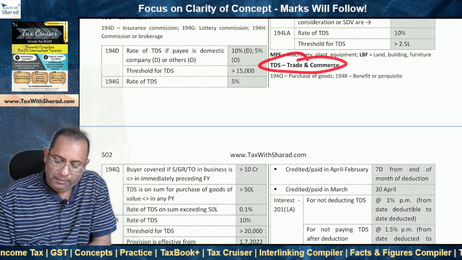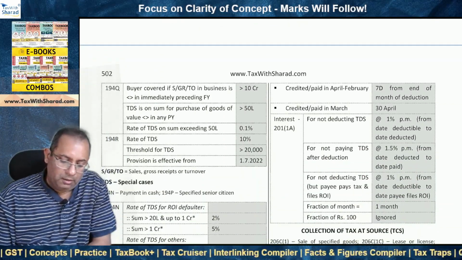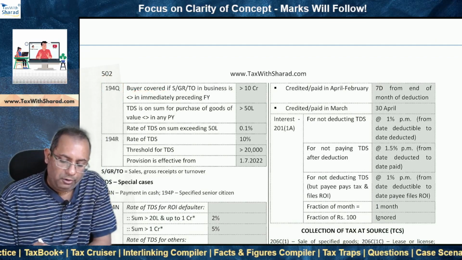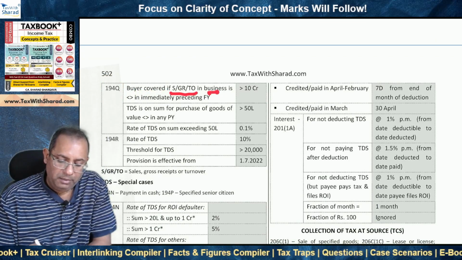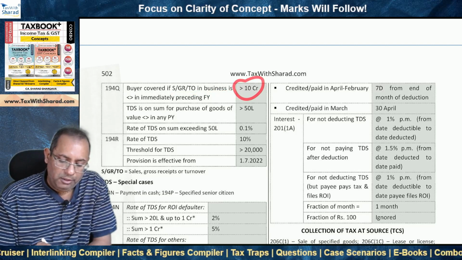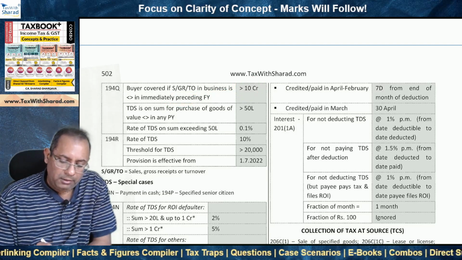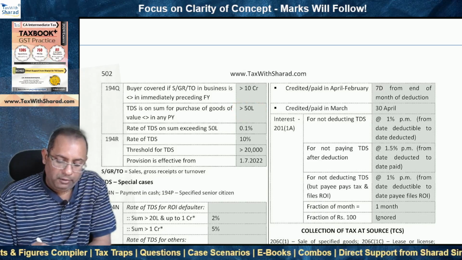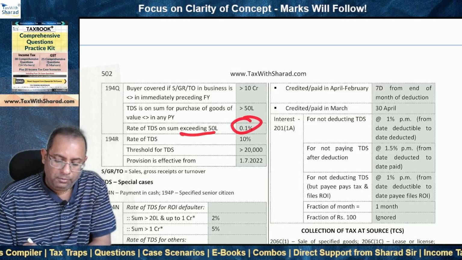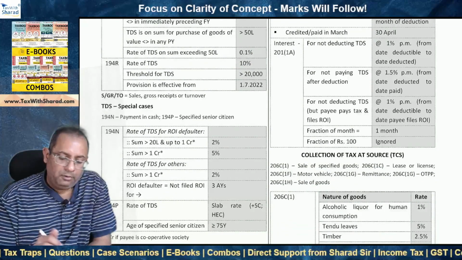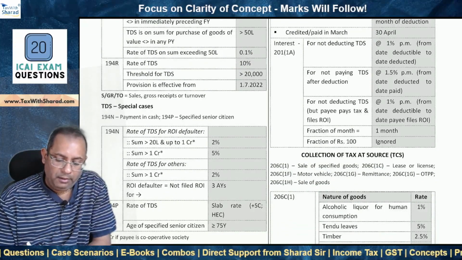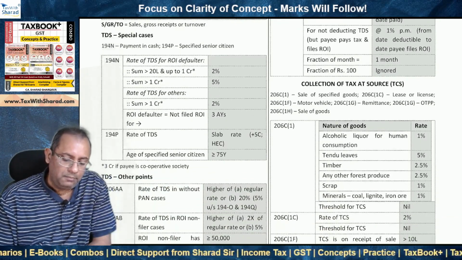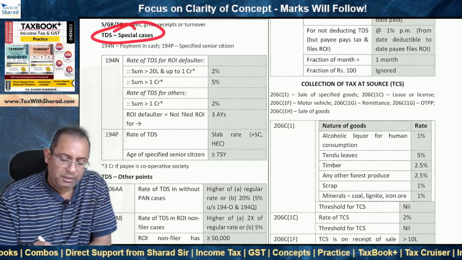TDS in case of trade and commerce. 194Q in case of purchase of goods. The buyer is covered under 194Q if his sales, gross receipt or turnover in business is more than 10 crore in the immediately preceding financial year. TDS is on the sum for purchase of goods of value more than 50 lakh in any previous year. Rate of TDS on sum exceeding 50 lakh is 0.1%. 194R applies in case of benefit or perquisite where rate is 10% and threshold for TDS is more than 20,000 rupees. TDS in case of special cases.